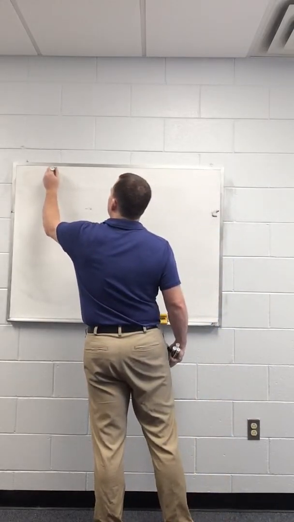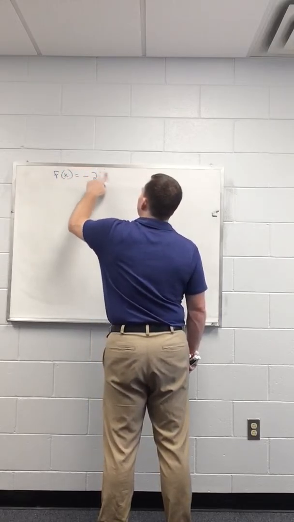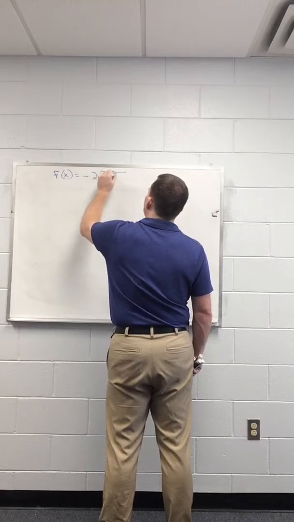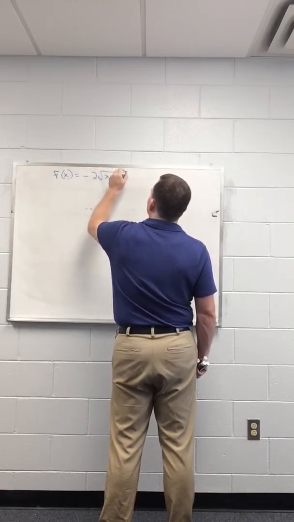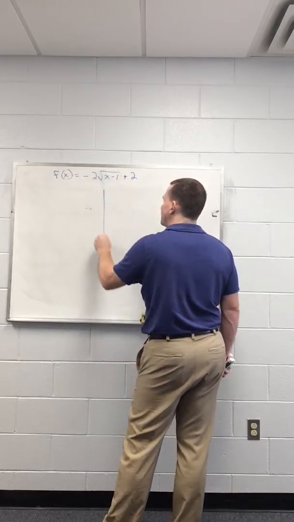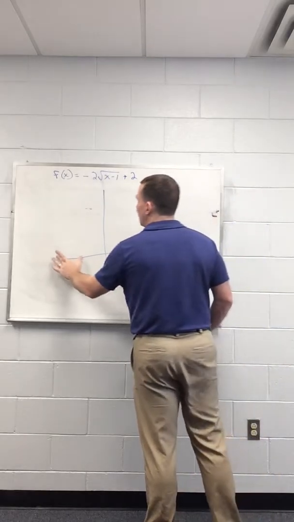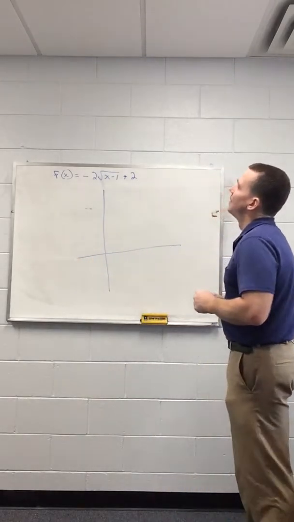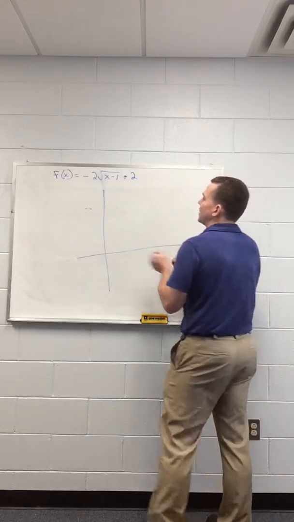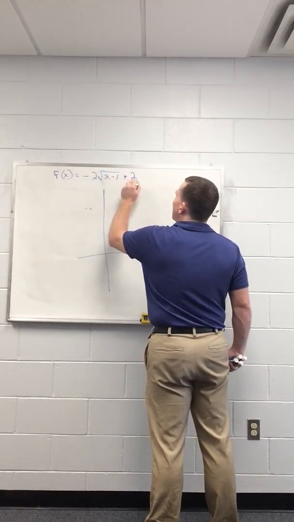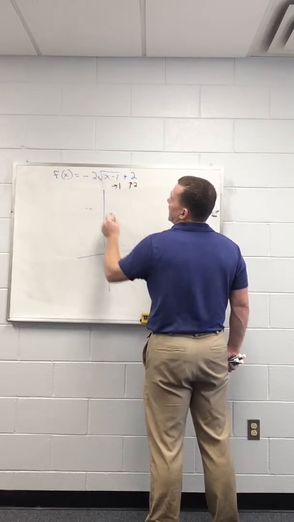So suppose we have f of x equals negative 2 times the absolute value of (x minus 1) plus 2. So we know what the absolute value function looks like. It's in your book. So for my transformations, let's see, this will go up 2. This minus will go right 1.